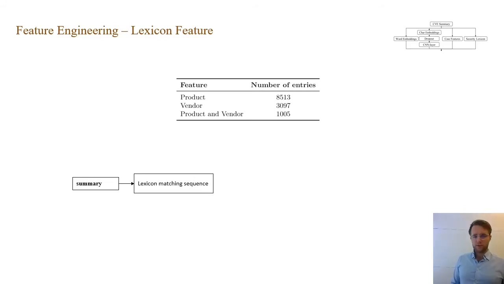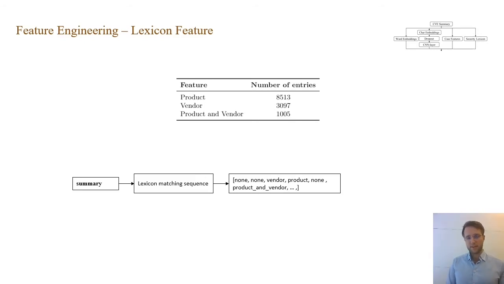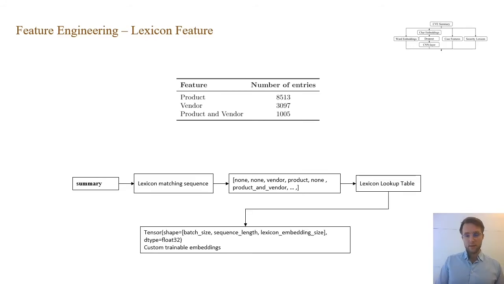So it's very similar to the case lookup sequence, where we have a summary, we do a lexicon matching sequence to try to find which words belong to a lexicon entry. We get the list that is the same length as the word sequence, and we get either none, which is it doesn't belong anywhere, or we get a vendor, product, or product and vendor case. We have a lexicon lookup table, which creates a numerical vectorized representation of each lexicon type. And then we get the final tensor with the lexicon embedding size in the end.